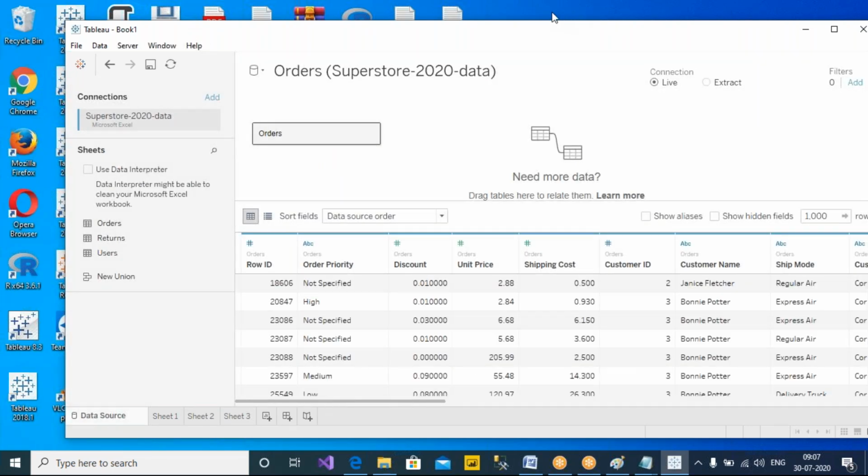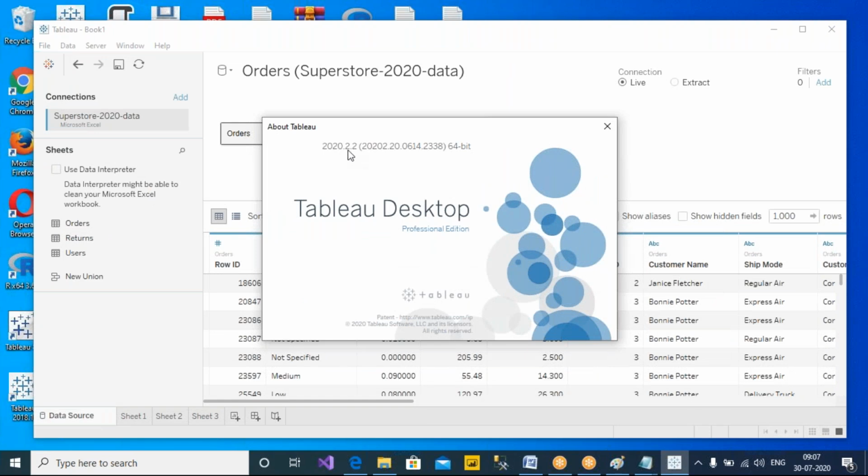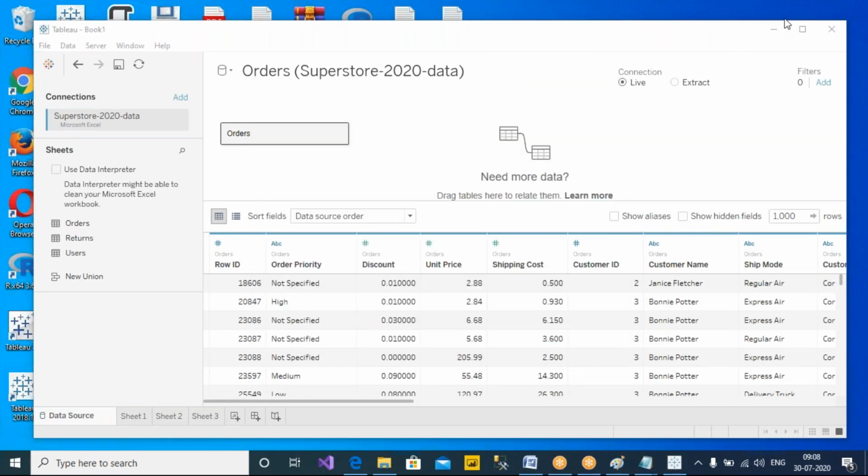All right, so let's go back to the screen, and which version is this? Let's double check. It is 2020.2.2. So this is the very latest version, and now if I want to join orders with returns, either with inner join, left join, right join, how do we do it?